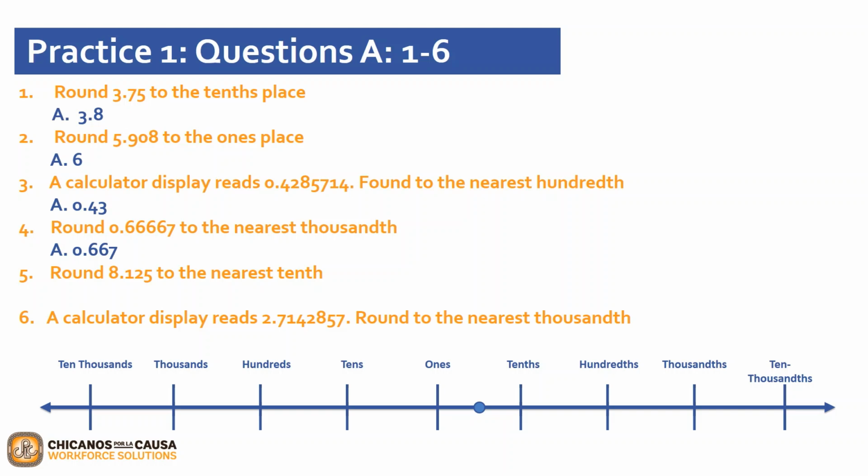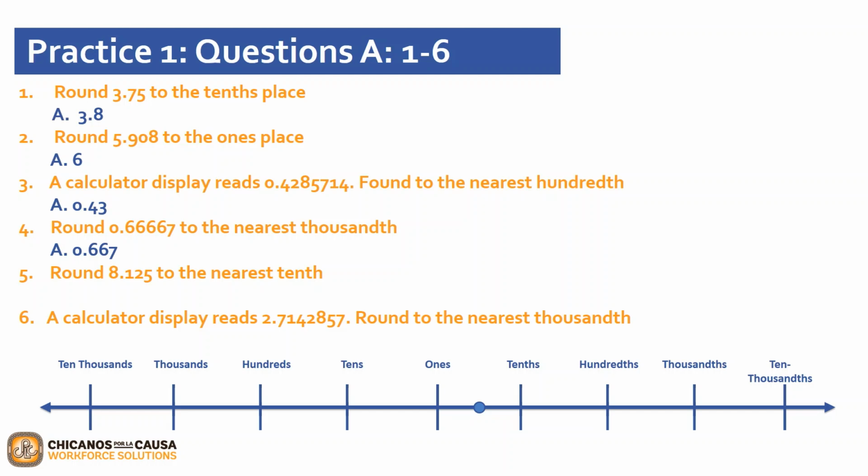Okay, question 5. Round 8.125 to the nearest tenth. We can see the tenth is the spot immediately after the decimal line. Therefore, our final answer is going to read as number, decimal, number.